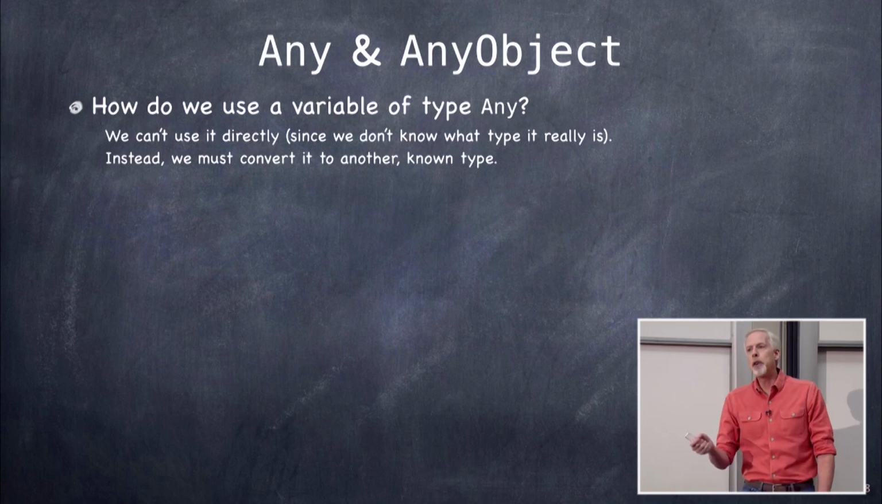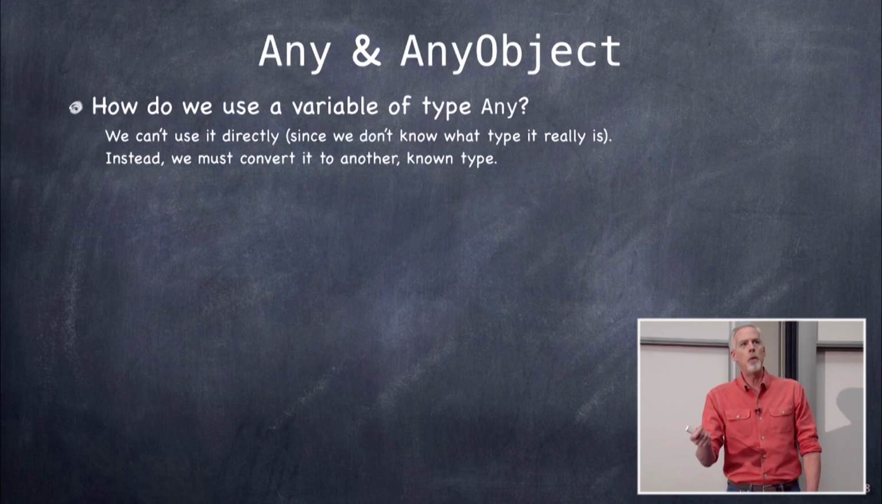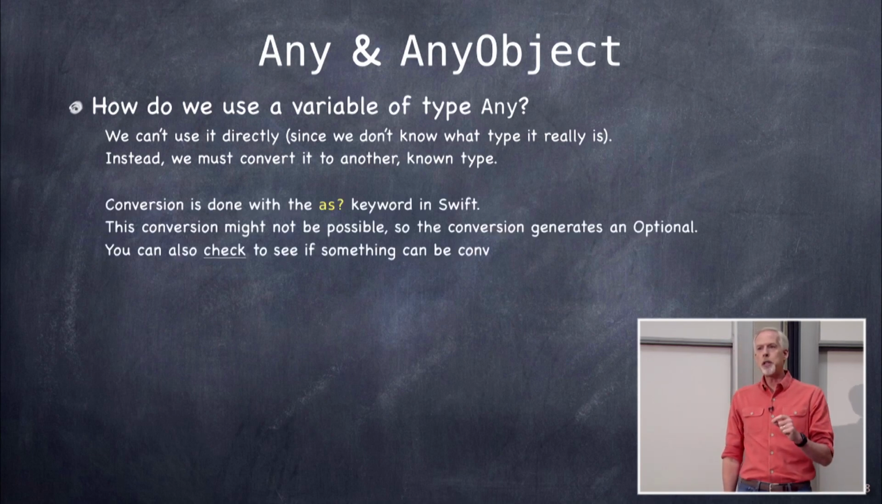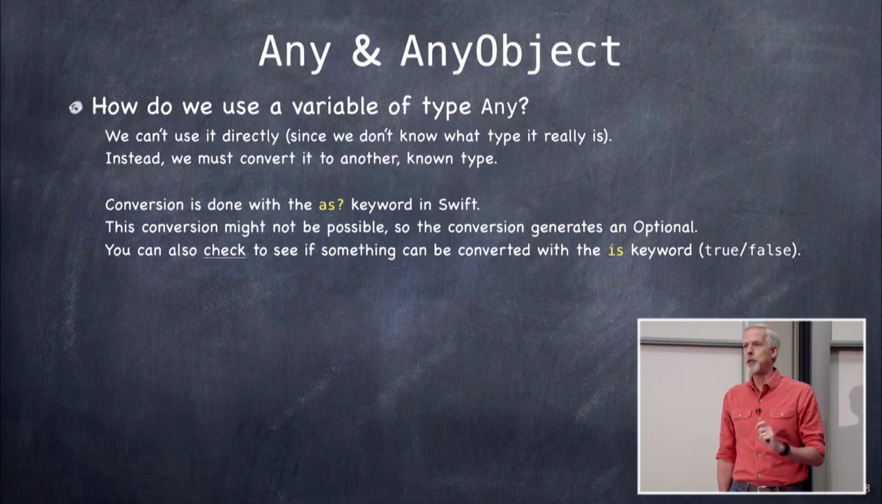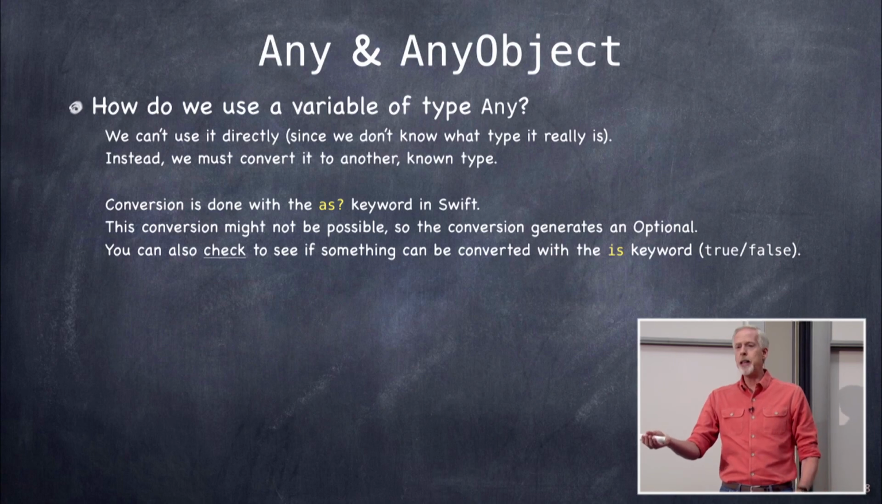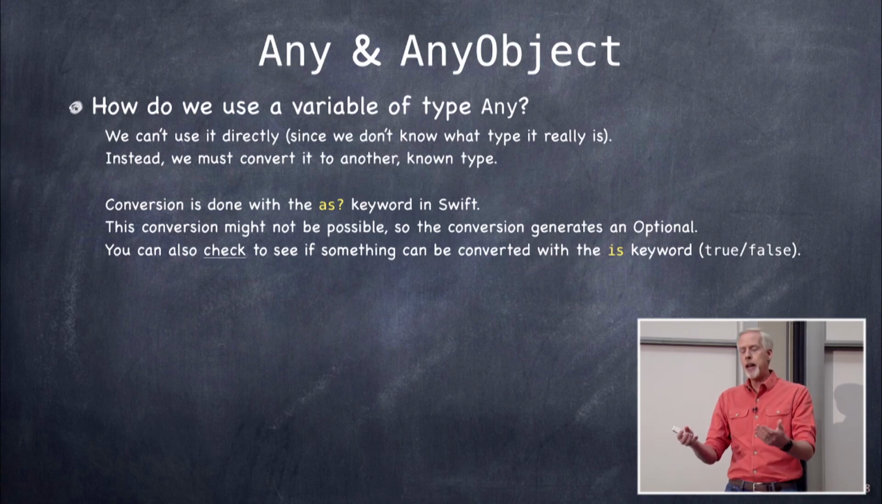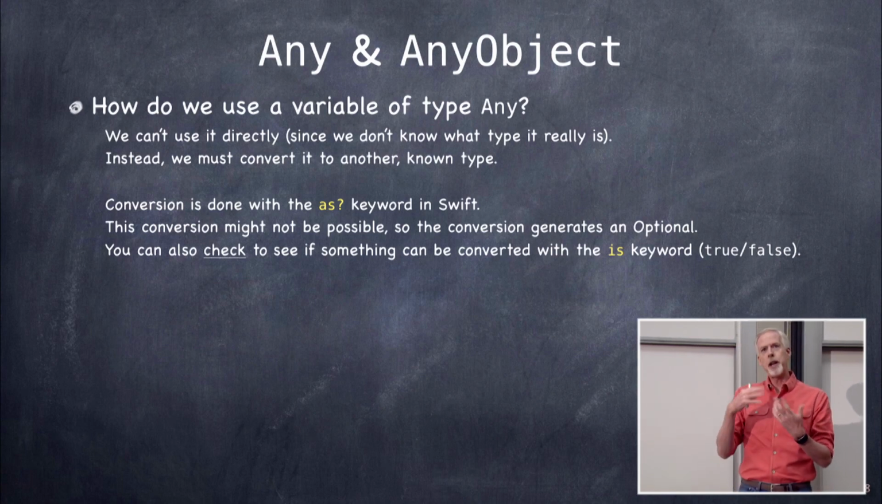All right, so now how do I use Any? I have to convert it to a type that I do know. Since I can't send any messages or vars, I have to convert it. And we convert it with a special keyword in Swift called as. Okay, as question mark. What as does is it tries to convert that Any to the type you specify, and if it can't, it returns nil. That's why it's as question mark. And it's as simple as that.